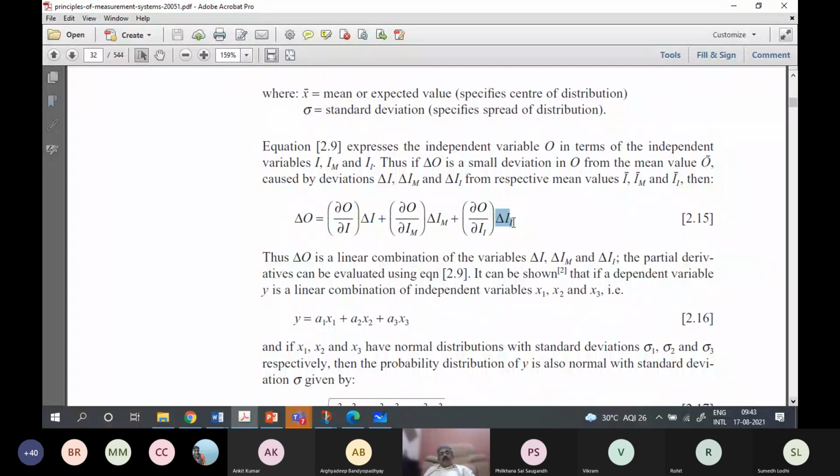So what I'm trying to say is that in a typical measurement situation, you are interested in this, but you always may not measure this delta IM and delta II. So sometimes they may be treated as random. When you don't measure something and still want to understand its effect, you say that, okay, it can be anything, but limited to this. So you often model them using statistics.